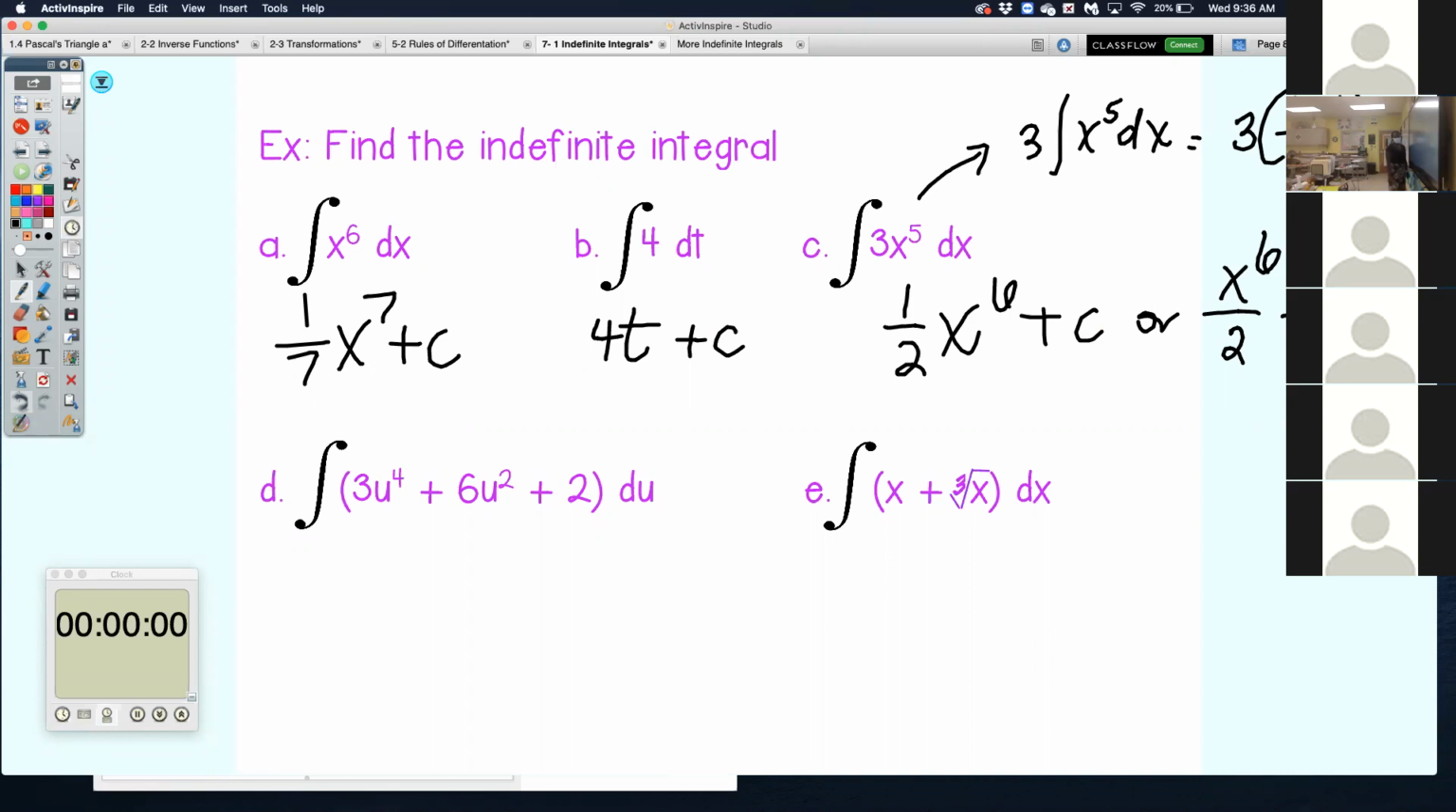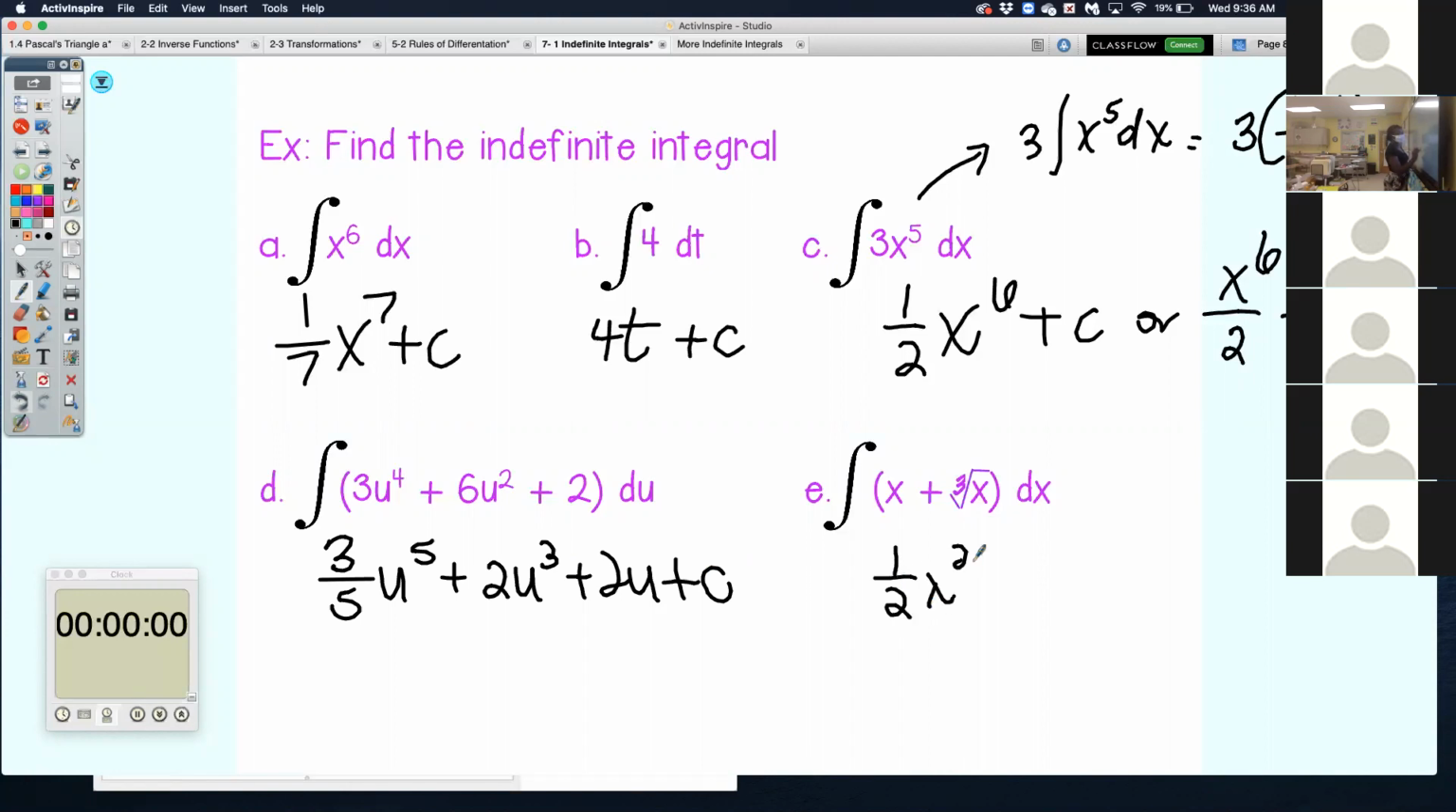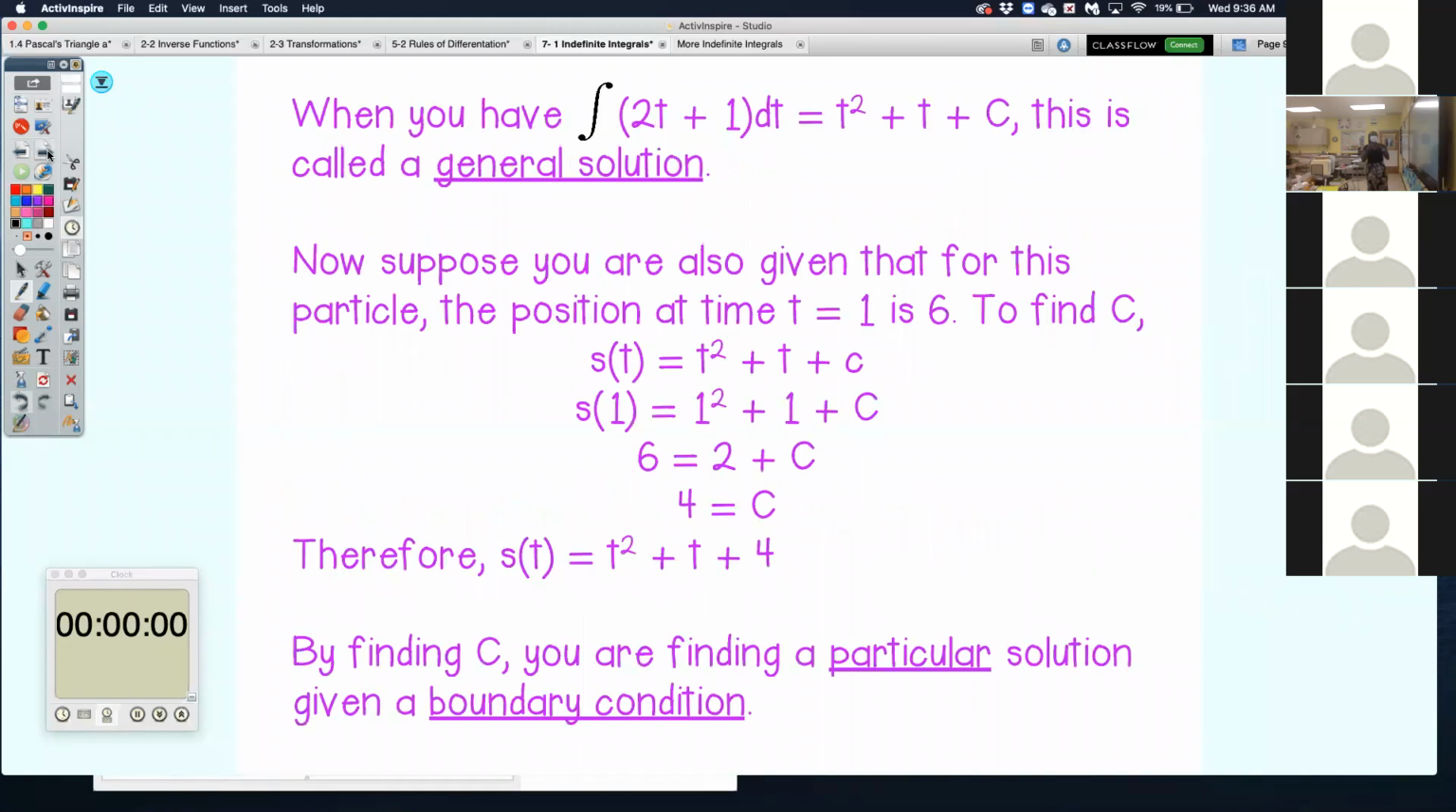Over here, you guys said this one was 3/5 u to the 5th plus 2u to the 3rd plus 2u plus c. Yes, wonderful. That was the constant multiple one and the sum and difference one. And then over here, we should have gotten 1/2 x squared plus 3/4 x to the 4/3 plus c, right? Yeah, wonderful.